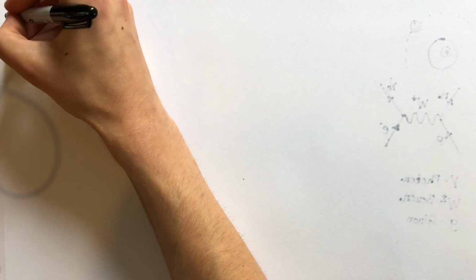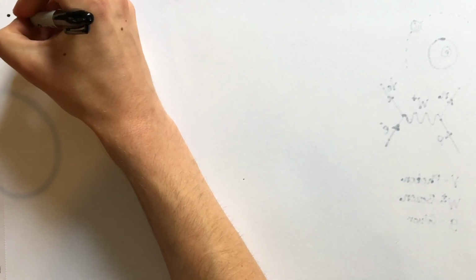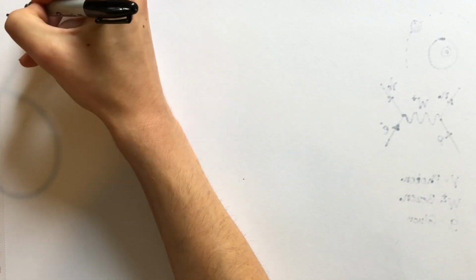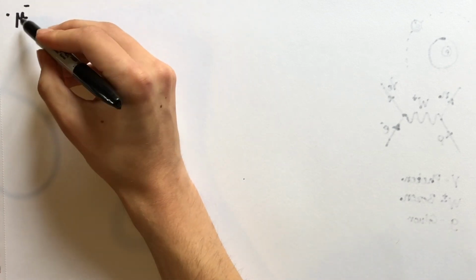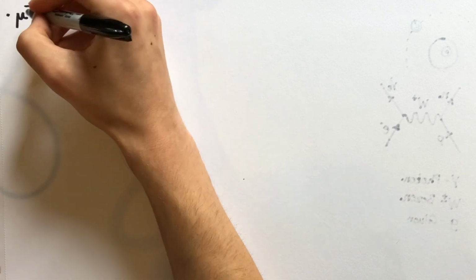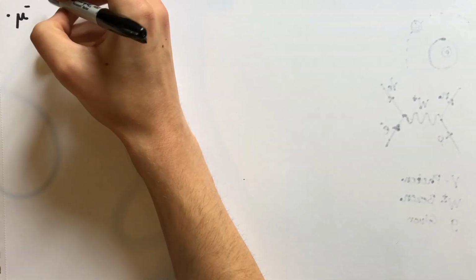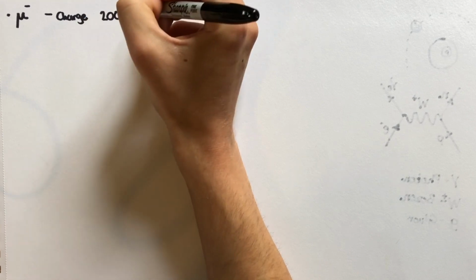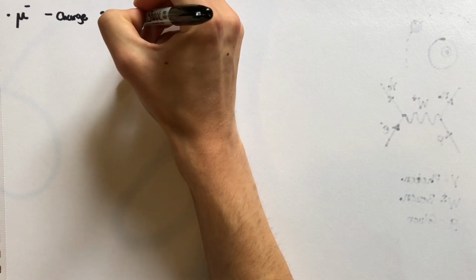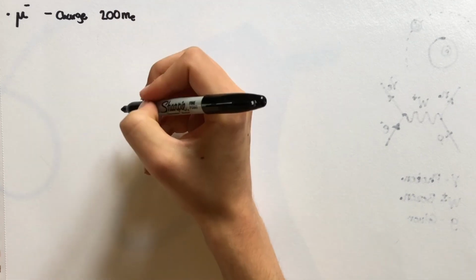Well, let's firstly introduce the muon. The muon has been given the symbol mu minus, a bit like the electron, with the little minus up here. And it's negatively charged, and it has a mass of 200 times the mass of the electron.